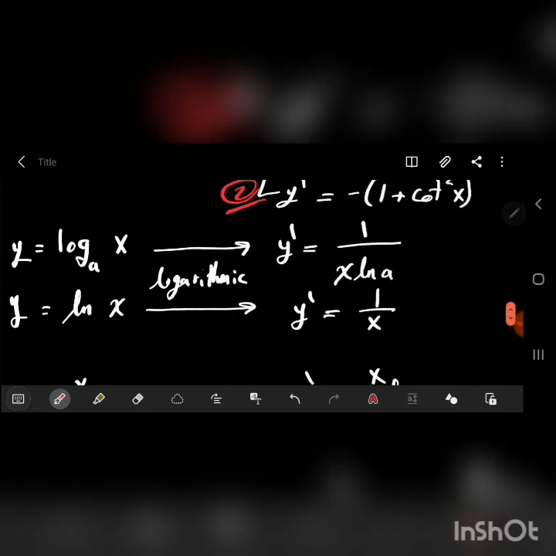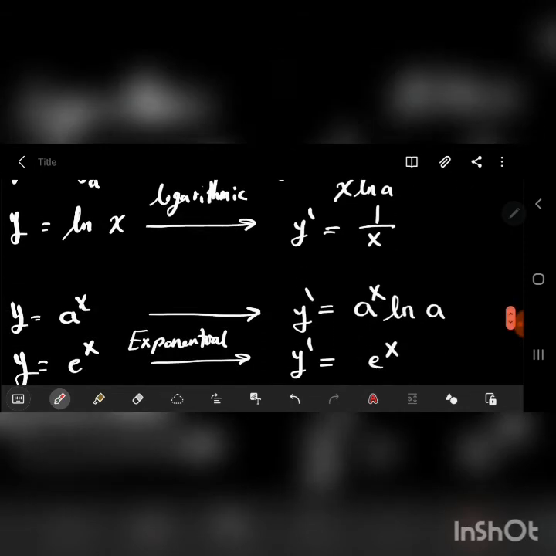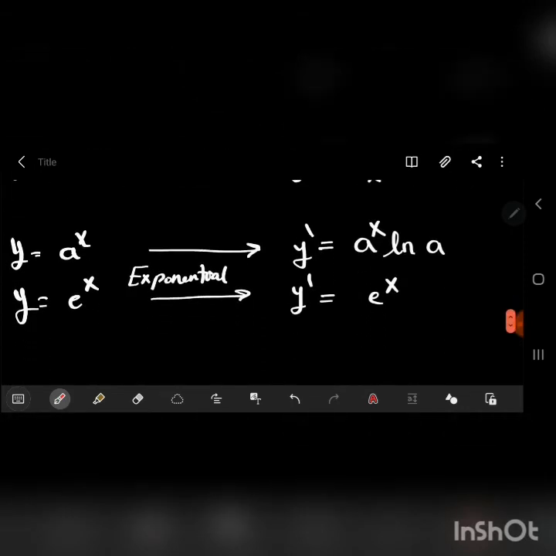About logarithmic rules, the two of them: logarithm x to the base a and ln x. Now about exponential rules: a to the power x, e to the power x. Exponential, about any number to the power variable.